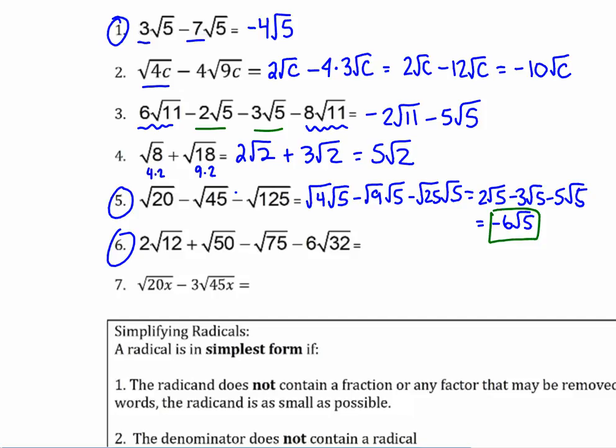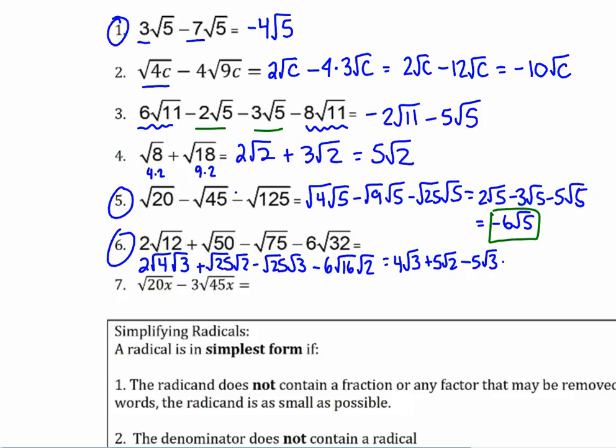So 5 would have been negative 6 root 5. You might get to a point, and I'm totally good with that, with going straight to the simplified form. You can do it in your head. If you do that, though, you have to really trust your mental math. Okay? So we should have had 4 root 3 plus 5 root 2 minus 5 root 3 minus 24 root 2.